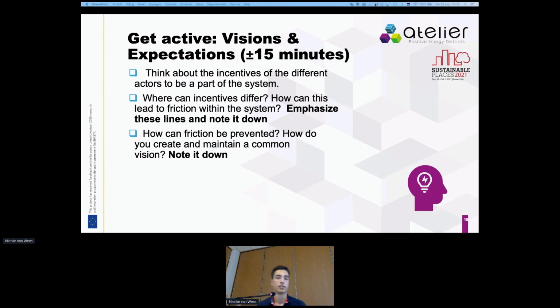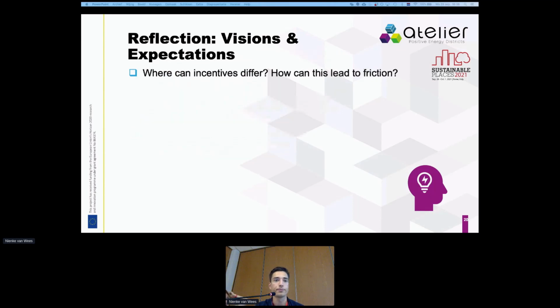Right, okay, let's continue. Yeah, so I hope that you've also all come up with differing incentives between all of these actors and how it can lead to friction. So anybody from the audience, could you maybe just give an example of where you think friction can happen or incentives can differ and how this can lead to friction?